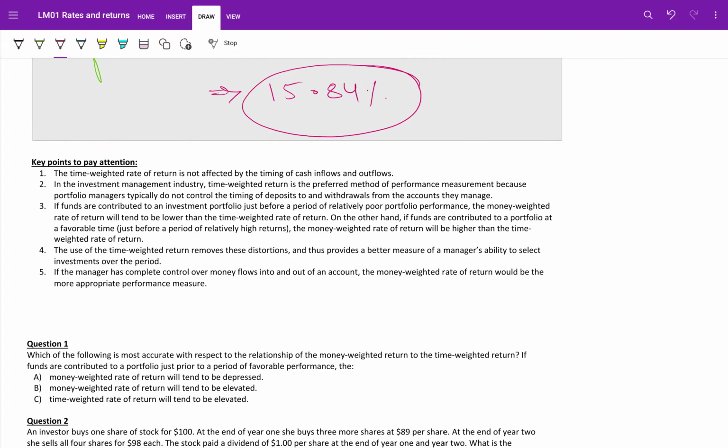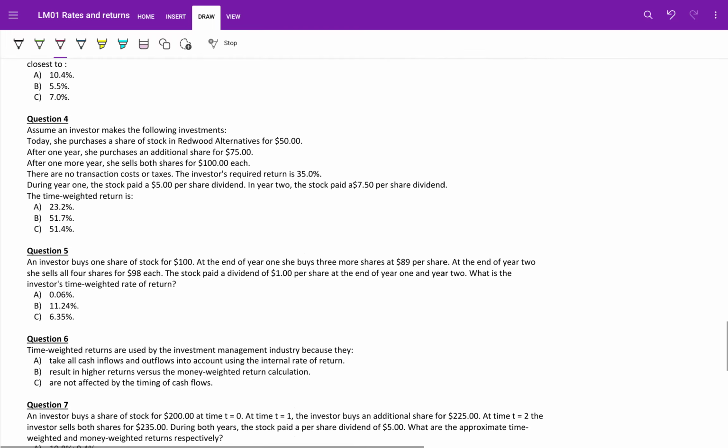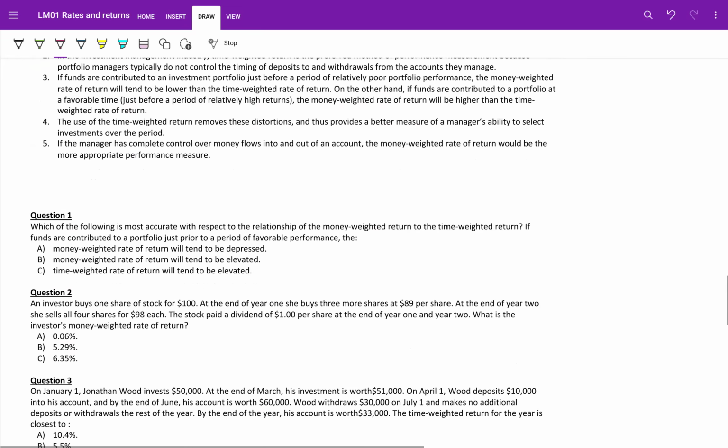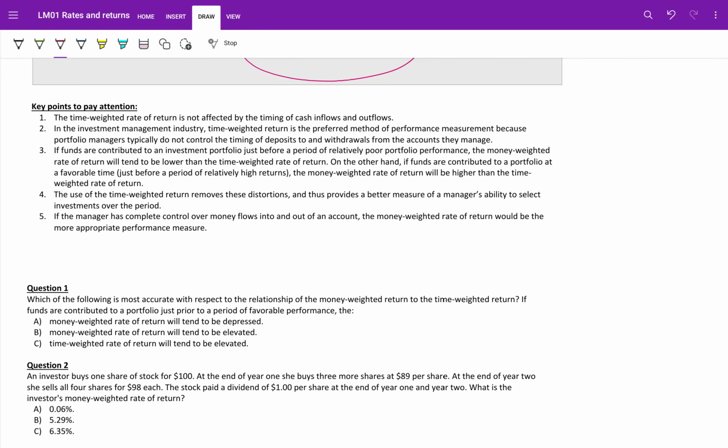I have some questions here also, around nine practice questions, and then we will be working on the curriculum questions also. We'll be discussing those questions also. So I will see you in the next session. That's all for now. So we'll start with key points where we need to pay attention when we talk about time weighted rate of return.